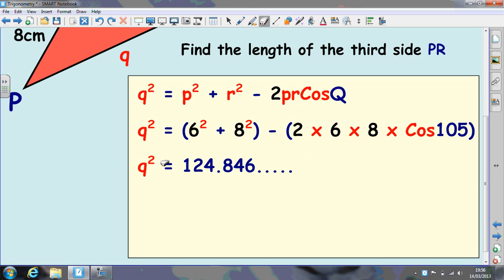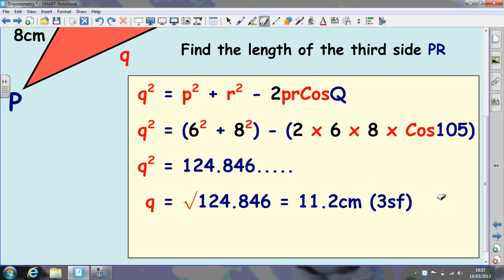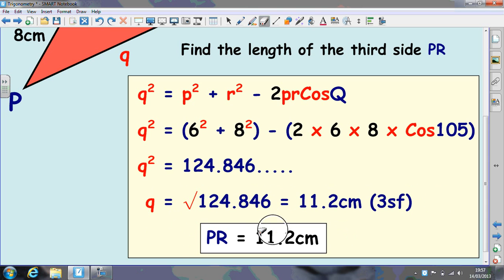Now we have Q squared equal to this value. That's very similar to what you get in Pythagoras, and to undo the squared you have to square root. This is the only time you square root, when there's a square here. You have to choose the correct place to square root, and it's to undo a square. Okay, and that gives our answer of 11.2 centimetres.